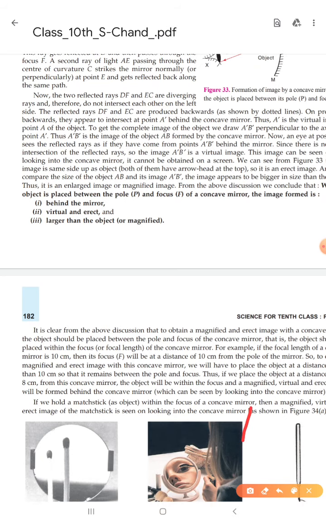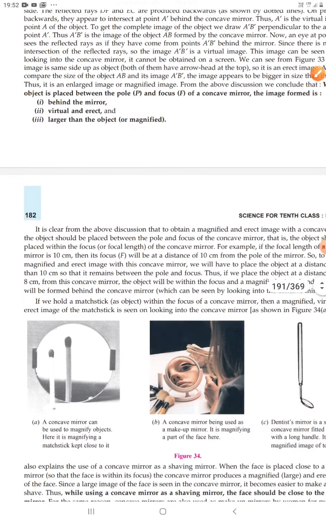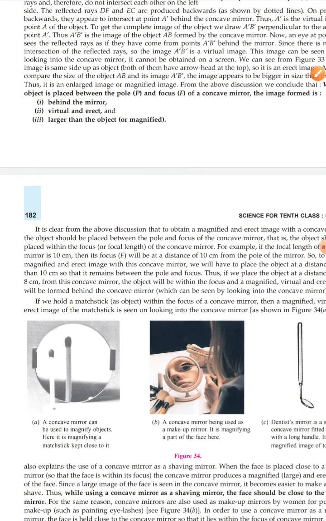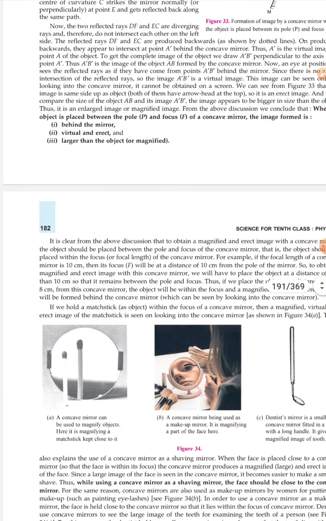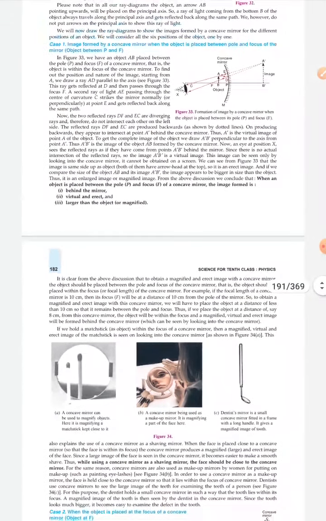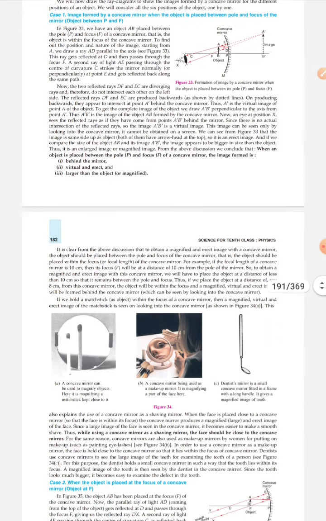When we place a matchstick within the focus of a concave mirror, then a magnified, virtual and erect image of the matchstick is seen on looking into the concave mirror. In so many cases also we have seen there is a large image which is virtual and erect in a concave mirror. If you have a concave mirror, you can check this type of image when you put your object between pole and focus.